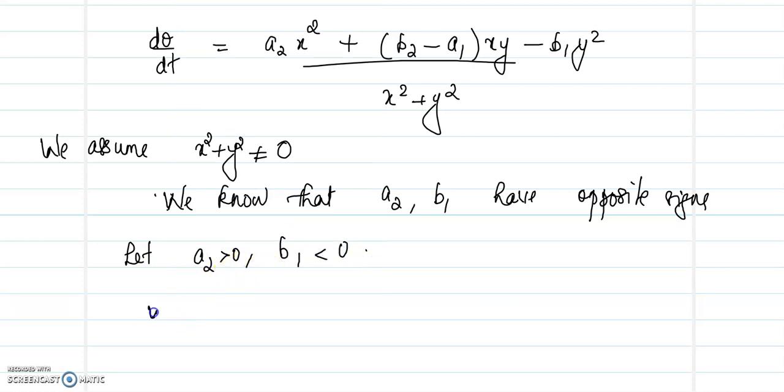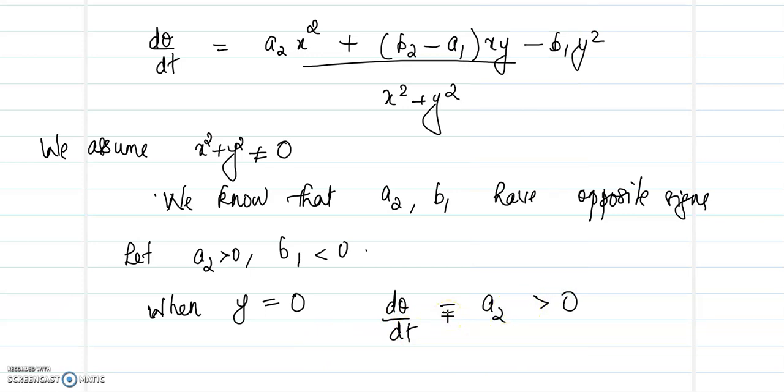Now when y is equal to 0, we will be getting d theta by dt equal to, since y equals 0, these two terms become 0 and x square remains. So that will be a2. Since we know a2 is greater than 0, in this case d theta by dt is greater than 0.